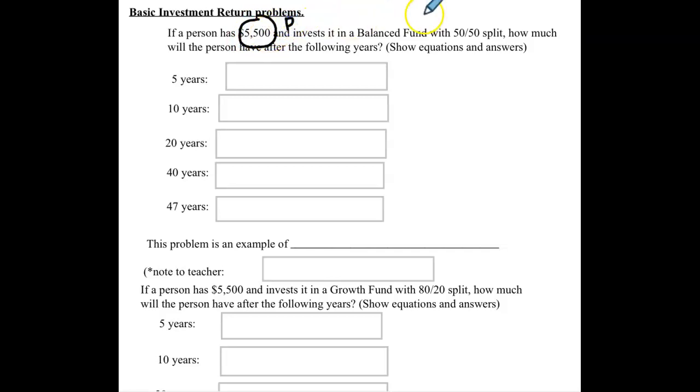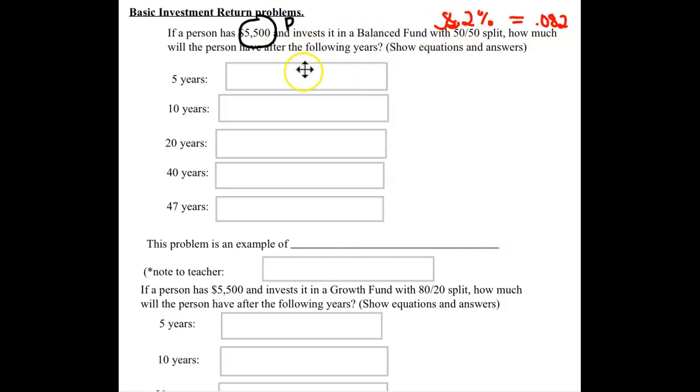In this case, our balanced fund rate for this year, for 2020, is 8.2%. Anytime we are plugging that rate of return into our equation, we have to convert it from a percent to a decimal. So we're going to put this in our equation as 0.082. Anytime you change from a percent to a decimal, you're just moving your decimal back 2 places.